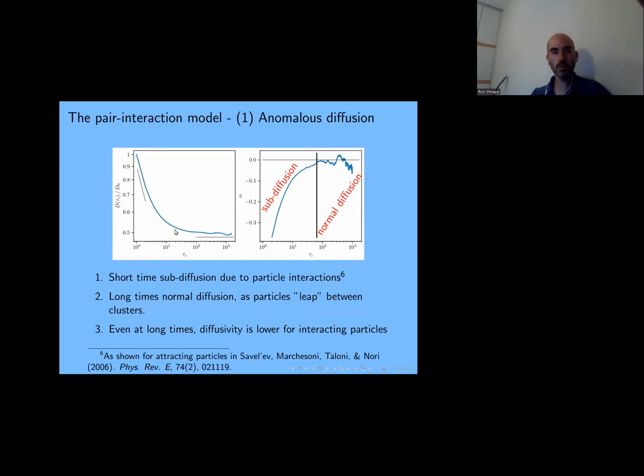Yeah, and what we can see here is that initially, at very short time scales, in this left-hand side of the plot, we plot the diffusivity normalized by the initial value of the diffusivity at time equals 0 for one of the runs of the model. We can see that the diffusivity definitely changes as a function of time in our model. In fact, it decreases as a function of time. This means that we have a sub-diffusive process at small time scales.